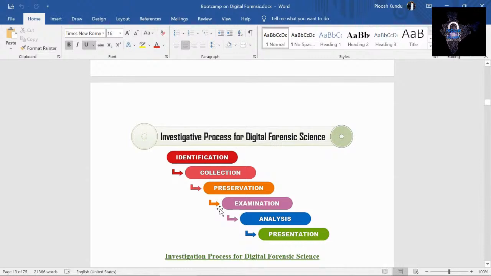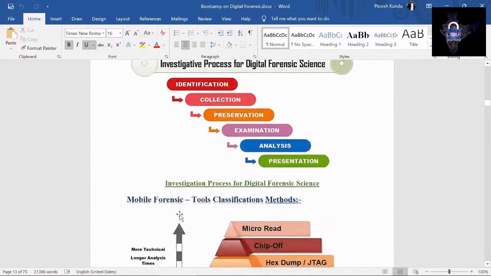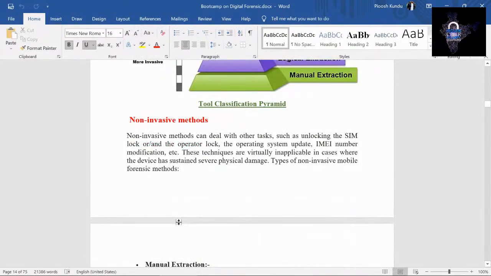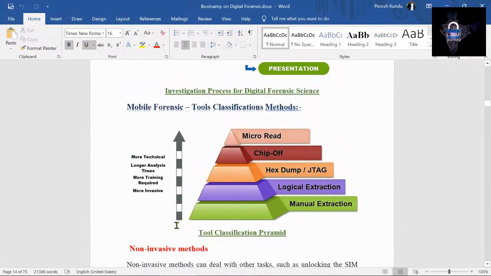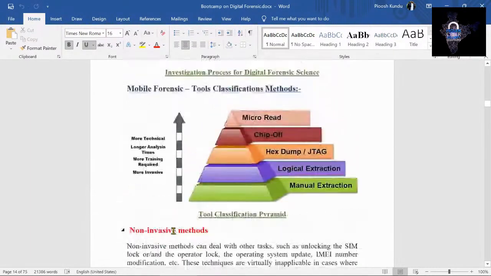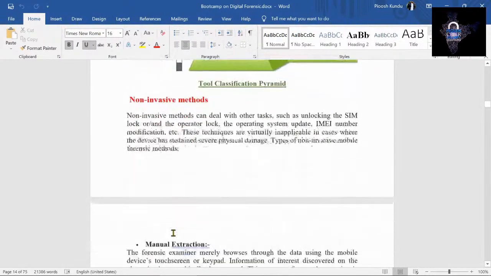Now, move on to the process of digital forensics. This is a flow diagram of the digital forensic process. The first part is the identification part, then the collection, the preservation, examination, analysis, and the presentation part. Now, for mobile forensics, the tool classification method number one is the non-invasive method.